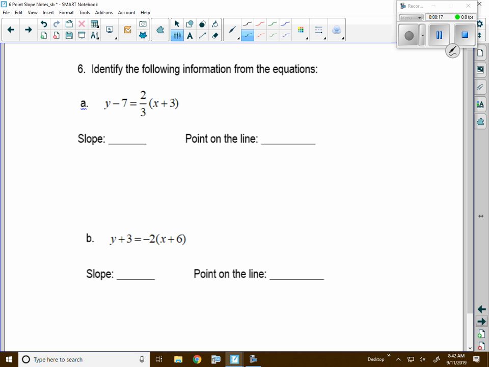All right, number 6. Identify the following information. So now I'm giving you the equation, and I want you to pick out the items from it. What's our slope? 2 over 3. 2 over 3. Good. Okay, what's the point? 3 and 7. Okay, no. No, wait. What did I say about point versus formula? About the signs? They flip.